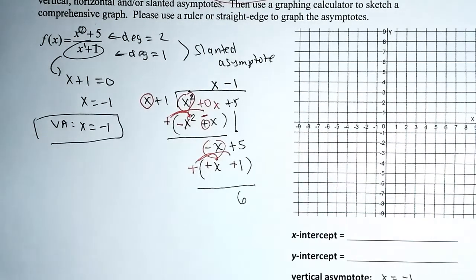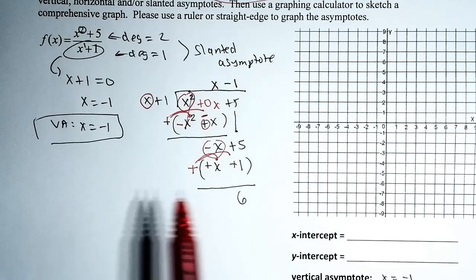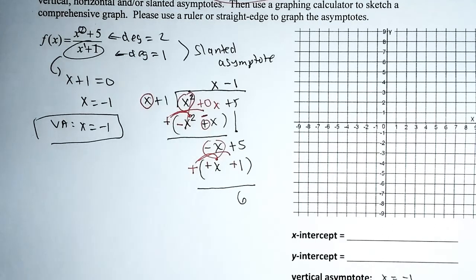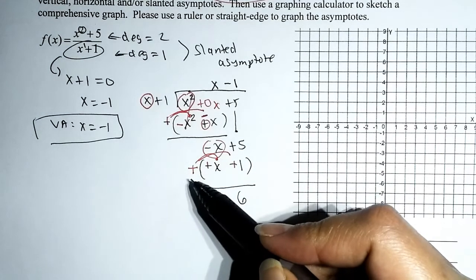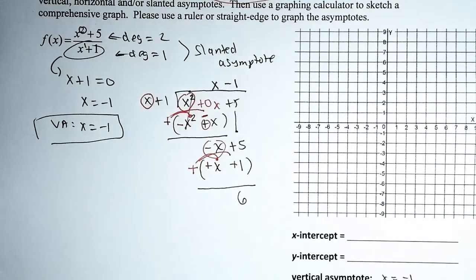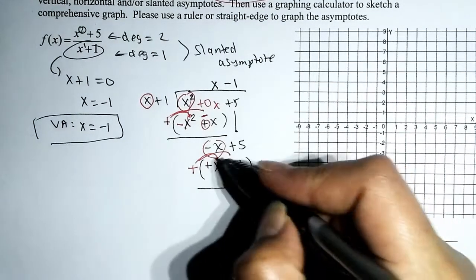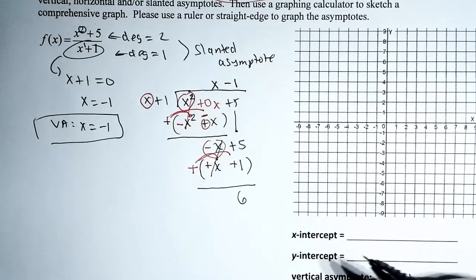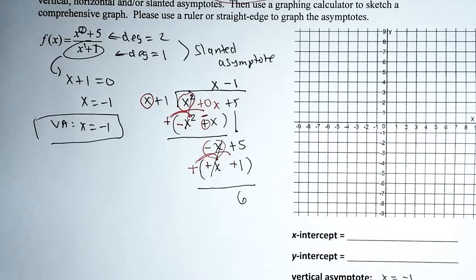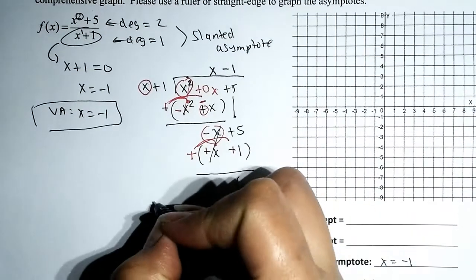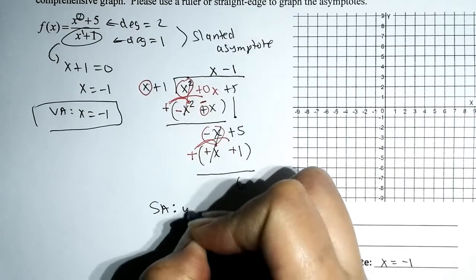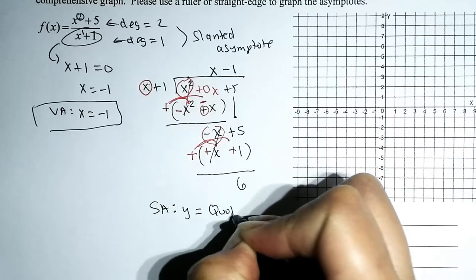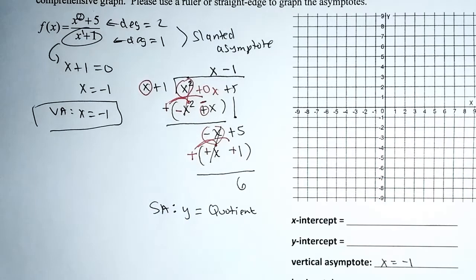Why do we do that? Because that's from pre-algebra. Subtraction is the same as addition of the opposite, or in English, distribute the negative. No one will ever know. Okay, so we wrote this subtraction problem as a related addition problem. Negative x plus x will give us 0, and 5 plus 1 is 6. Fantastic. Now, what is the equation of the slanted asymptote? So let me break it down. The equation of the slanted asymptote is given by y equals the quotient.